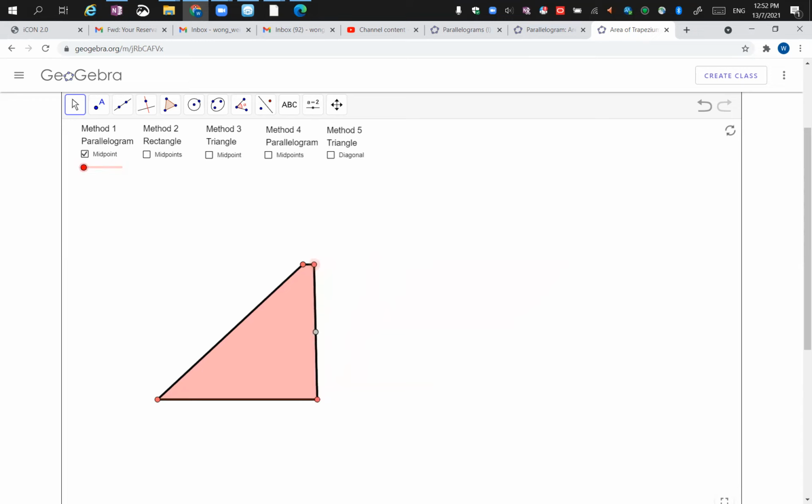Let's make it like this. Okay, like this, let's see what happens. Still a parallelogram. Okay. Have you learned how to calculate area of a parallelogram? Yes, you have. Now, are you able to calculate the area of this parallelogram? Yes or no?